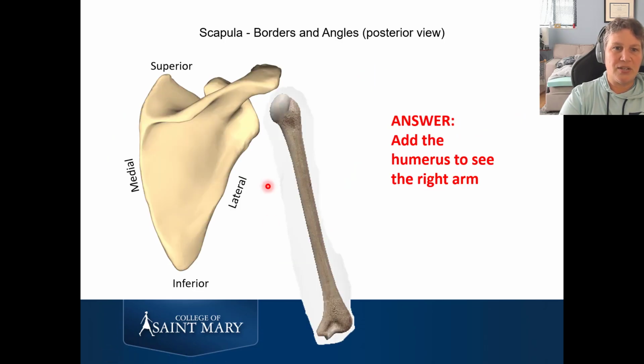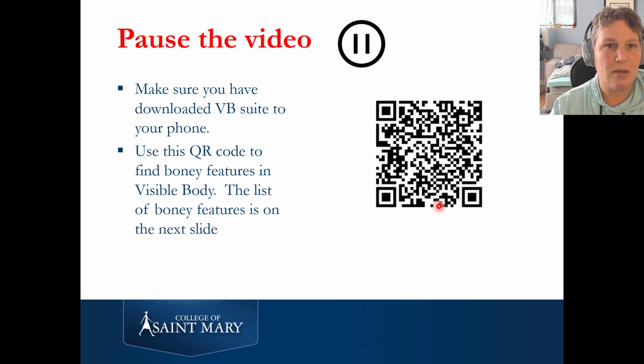So the answer to the question is, this is a right arm. This is what I look at. This is the spine of the scapula. You can see the superior border. And if you take your humerus, like I did here, you can attach it to the glenoid, and that helps you visualize what the glenohumeral joint looks like and tells you which side it is.